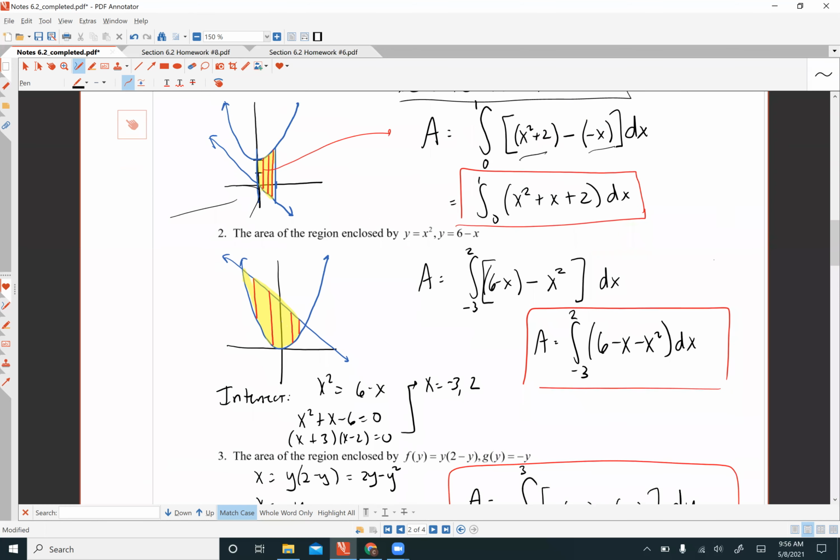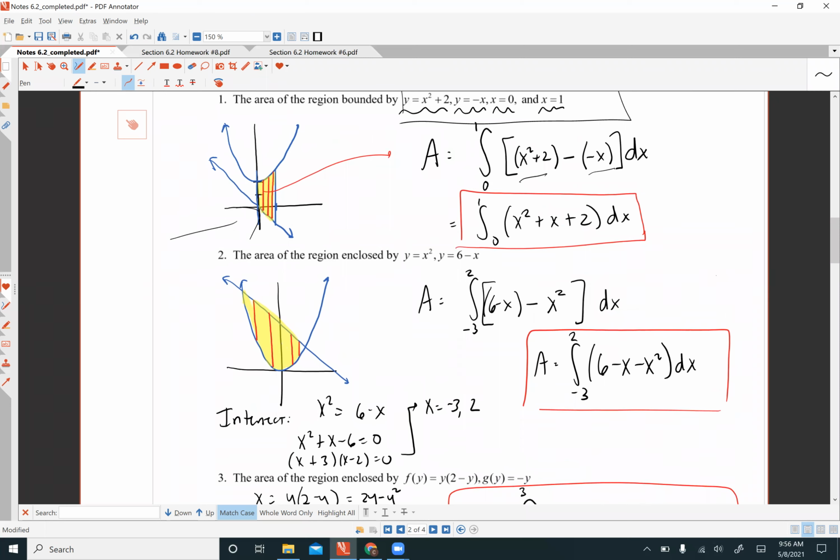So here we're not told the vertical lines. We're not bounding the area with vertical lines. Instead, we just have the parabola y equals x squared and the line 6 minus x. So what you have to do in this case is find out where these two curves intersect. And so you just solve this equation right here.